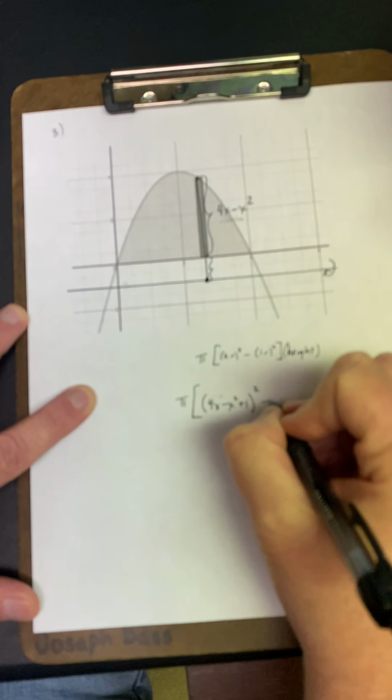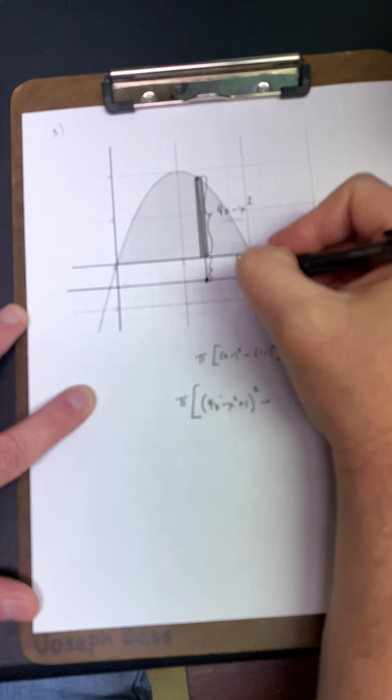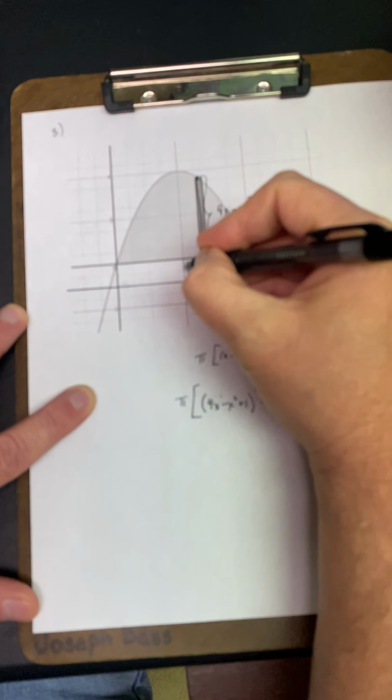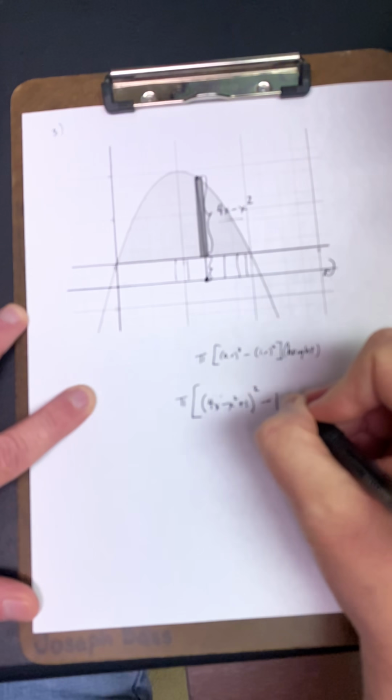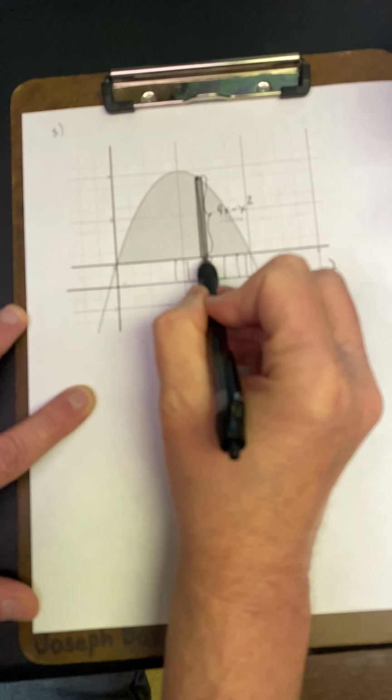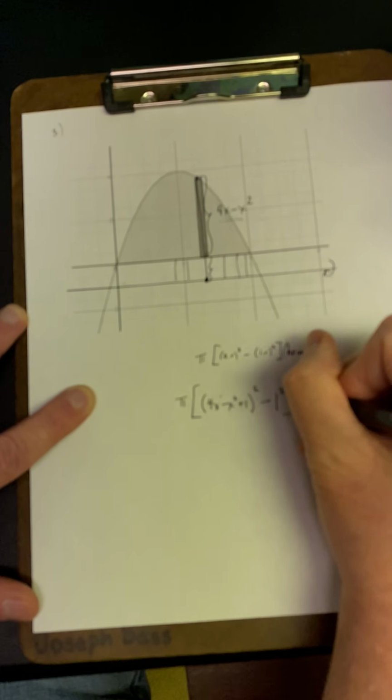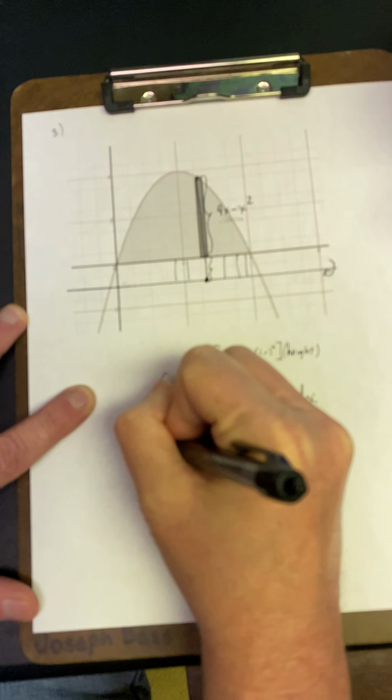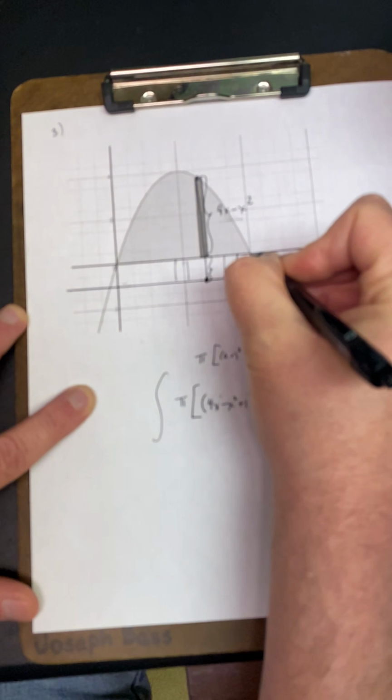That's the outer radius squared. The inner radius is from here to there. It is always 1 in this problem, minus 1 squared. The height, remember this is on its side, so the height of that little washer is dx, and I'm going from 0 to 4.